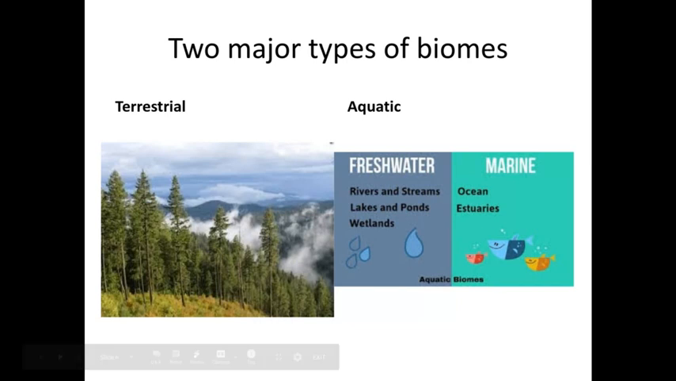All right, so what you're going to learn today, there's two major kinds of biomes. We have terrestrial, which is just a fancy word for land. So you're going to learn all the different land biomes, and then you're going to see some aquatic biomes, mainly freshwater versus marine, and marine is just another word for ocean.